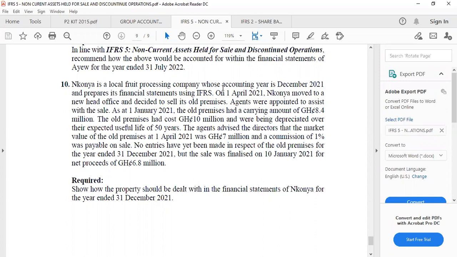So the day that they are going to do the classification will be April 1, isn't it? Take note of that. On April 1, Nkunya moved to a new head office and decided to sell its old premises. It means that they are going to classify the premises as held for sale on April 1, 2021. Agents were appointed to assist with the sale.